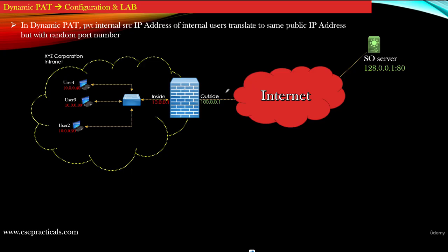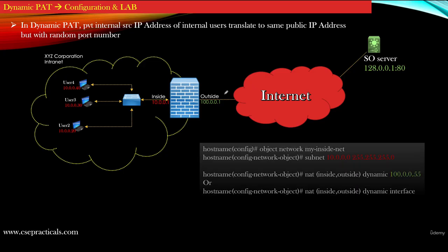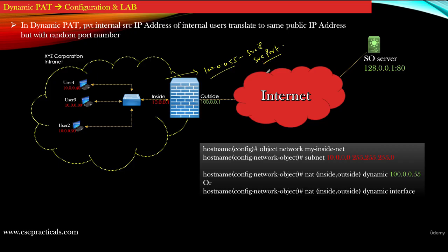So guys, now let's quickly discuss how we can configure dynamic PAT. Configuring dynamic PAT is really very easy, right? I want that any internal users sitting inside the XYZ Corporation must be able to access any device on the open internet, but all the traffic that goes from the inside to the outside interface of this Cisco ASA firewall will have the source IP address 100.0.0.55. This is the source IP, and the source port number would be some translated port number.